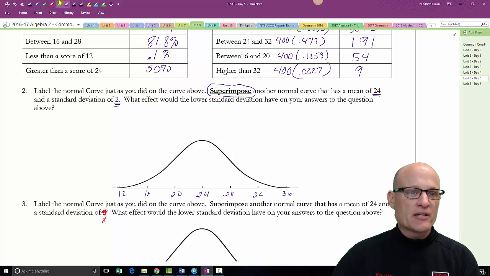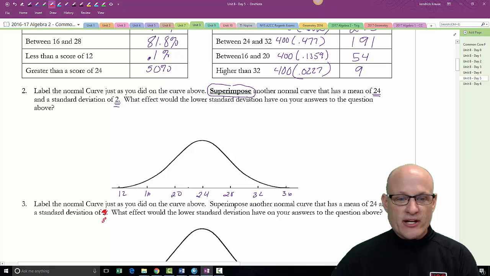So let me pick a different color. So now one standard deviation would be 2, 22, and 26. 2 standard deviations would be out here at 20 and 28. And 3 standard deviations will be out here at 30 and 18. So what's this one going to look like? Well, the mean score is still going to be right here. But I'm going to have more kids between 26 and... So what I need to do is do this.